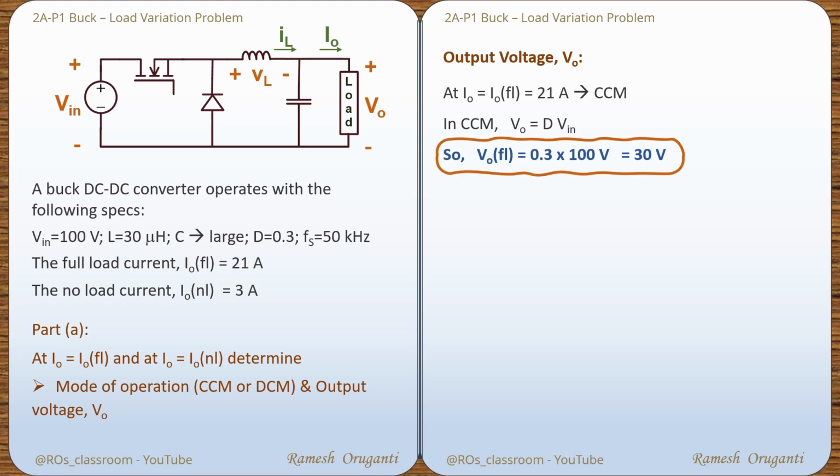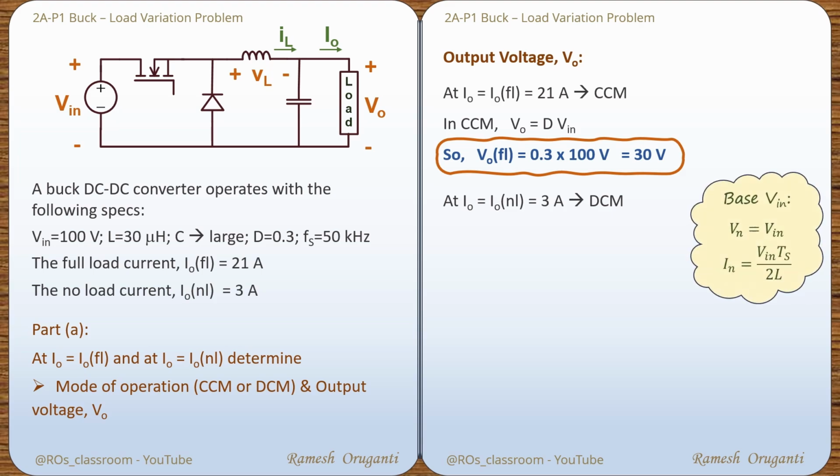We will next find the output voltage under no load current conditions. I0 equals I0 NL equals 3 amperes and the operation is in DCM. We just now showed that. We will do this by using the normalized output voltage equation. We are considering base Vin normalization. That is, the voltage normalizing factor is Vin and the current normalizing factor is Ts Vin by 2L. We have introduced this normalization and these equations in 2A3 and 2A4 videos.